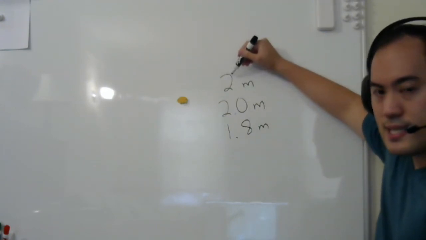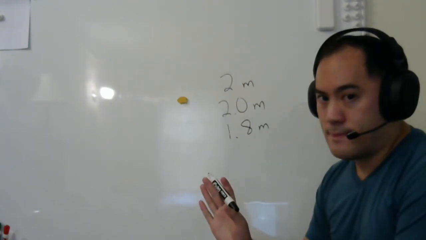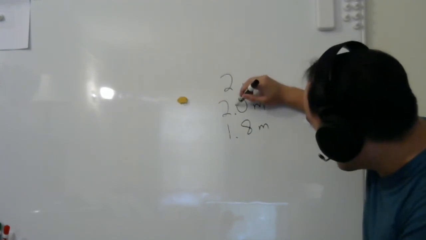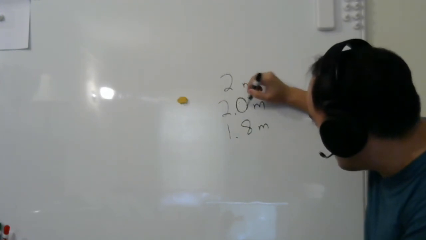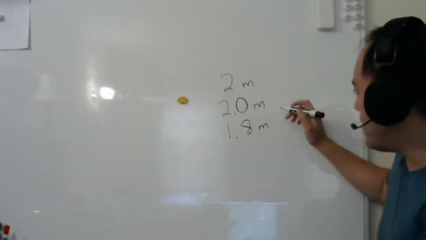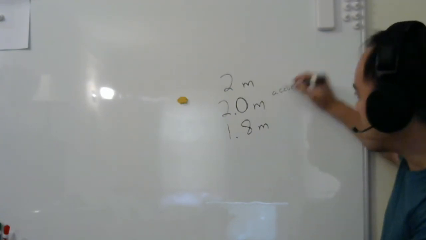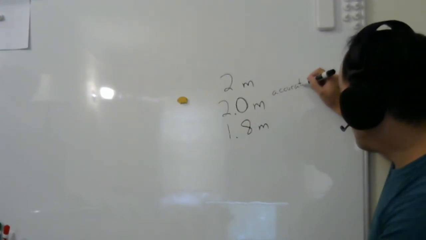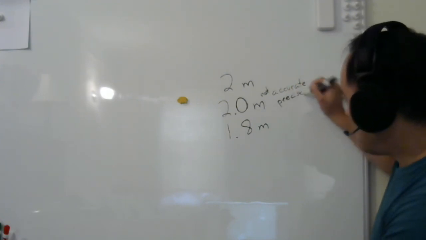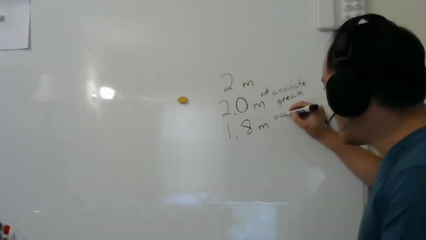2 meters is less precise than 2.0 and 1.8. But if I said I was 2.0 meters tall, and then this person agreed to meet with me, and they met me and I was not quite exactly 2.0, more like 1.8, that would be kind of disappointing for them. This 2.0 is not accurate, but it is precise. It goes down to the tenth. If I said my height was 1.8 meters tall, then that would be accurate and precise. So that would be the best measurement.